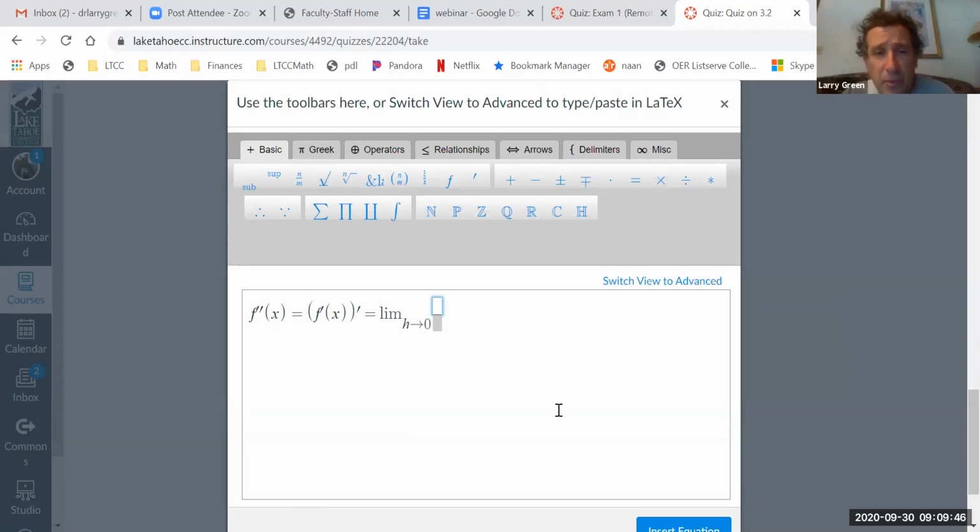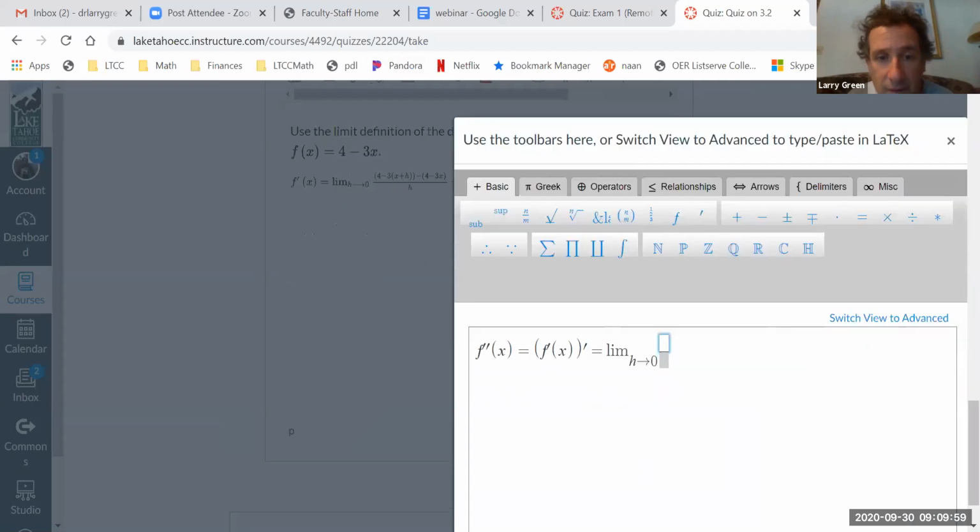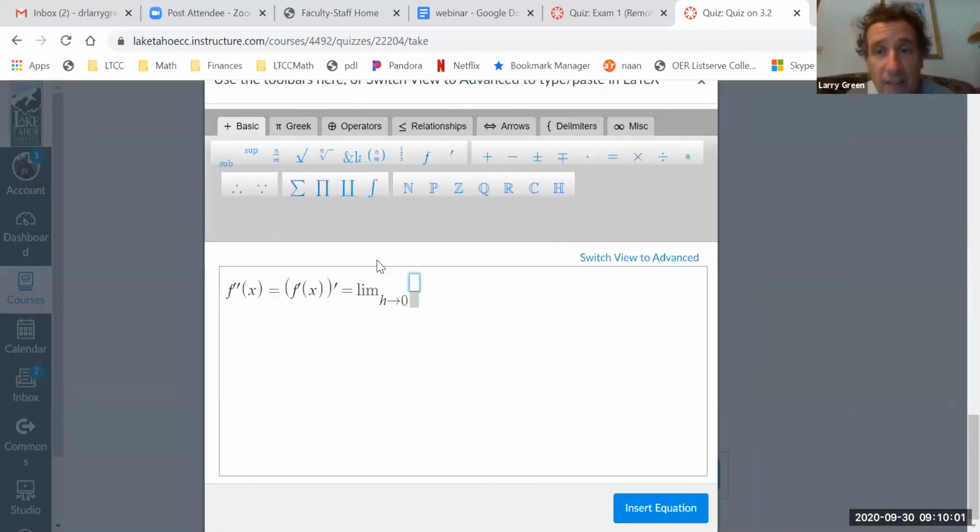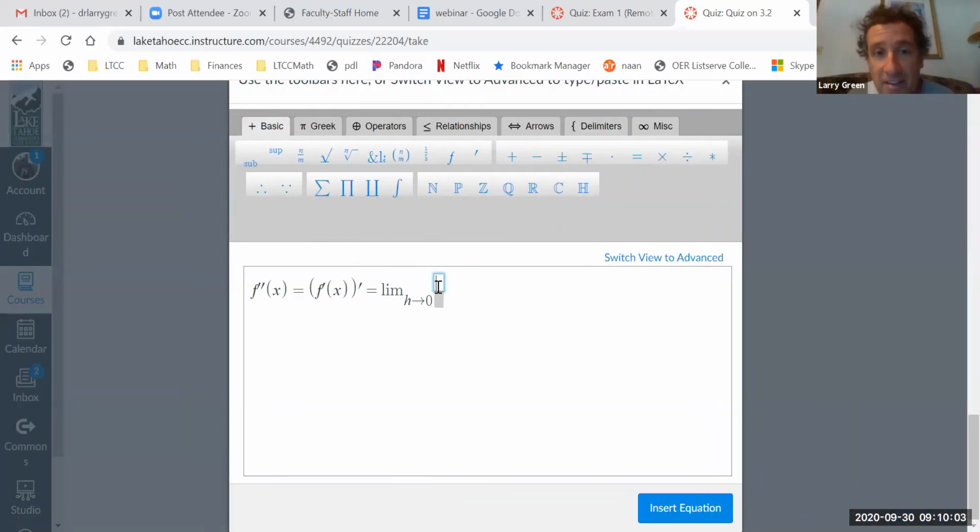Okay, if f of x is negative 3, what is f of x plus h? Negative 3. Still negative 3. If you have a constant function, it doesn't matter what you plug in, you get the number. So yes, wouldn't it end up being 0?